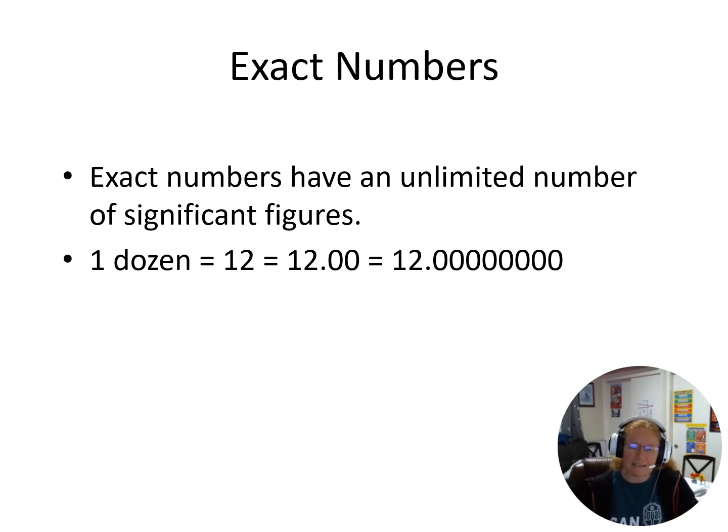So exact numbers have an unlimited number of significant figures. I can put as many zeros on the end of that as I please because it is exact. It's not going to change. If I have a lab and I have 24 students in my lab, I have 24 students. I don't have 23.7 students. I have exactly 24 students because each student is a whole individual. Okay? So this starts to come into play when we have to deal with calculations and things.